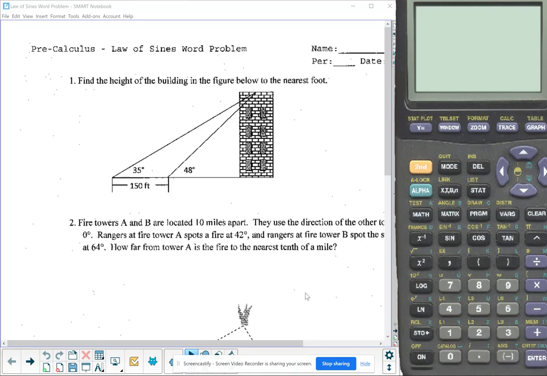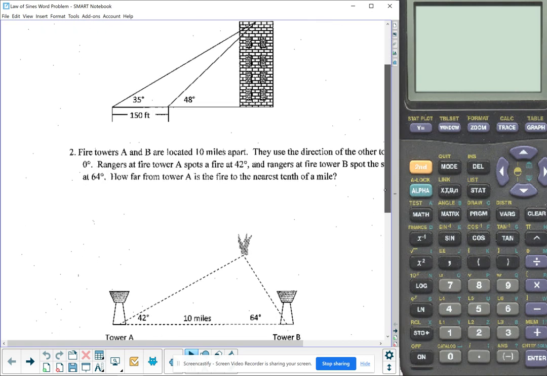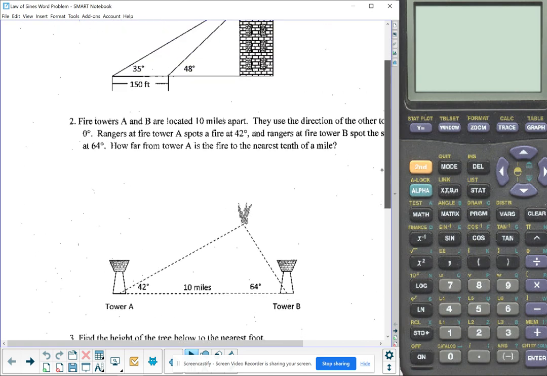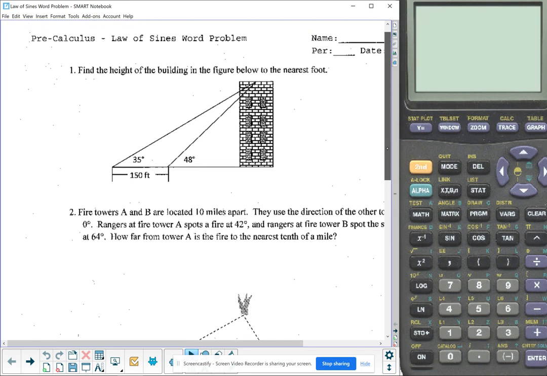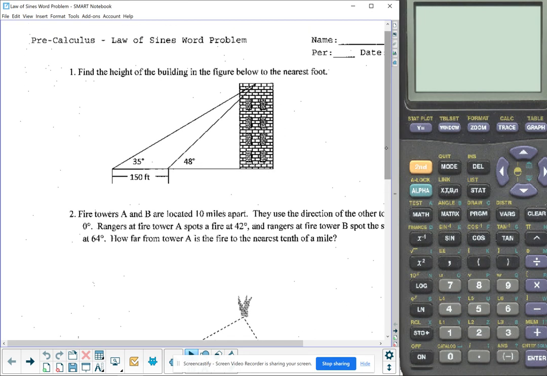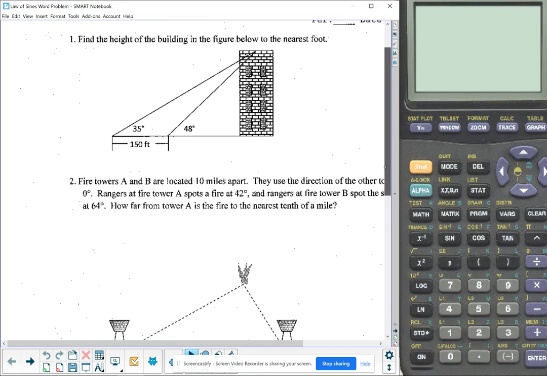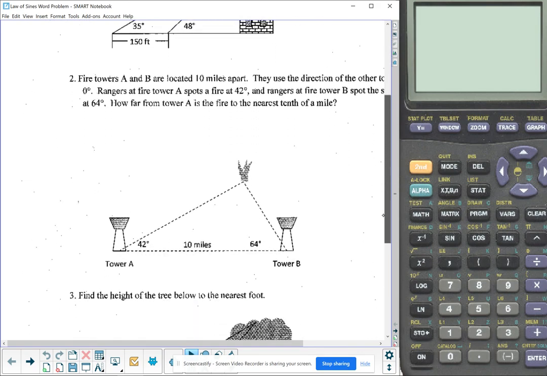All right. So this is law of sines word problems. You've had this for about 2 days now, so time to pay the piper, right? And time for all the chickens to come home and roost. We already did number one together. We had to use the law of sines, and we had to use SOHCAHTOA with right triangle trigonometry.